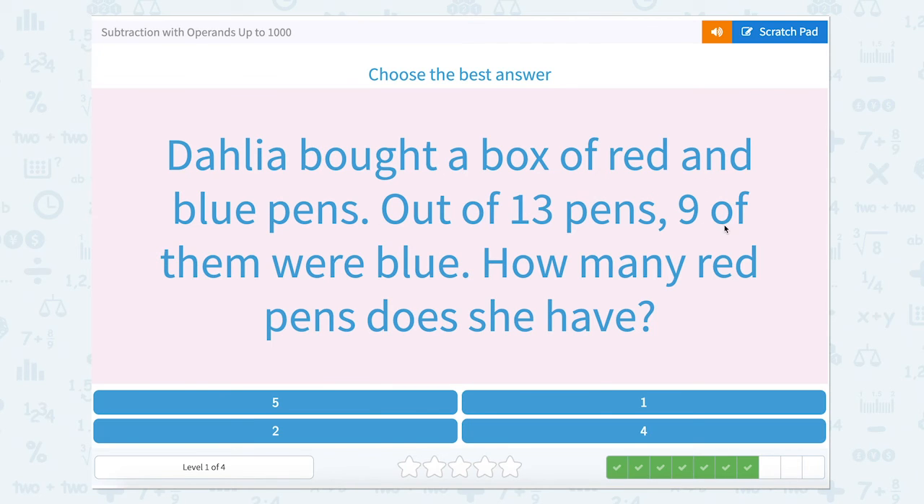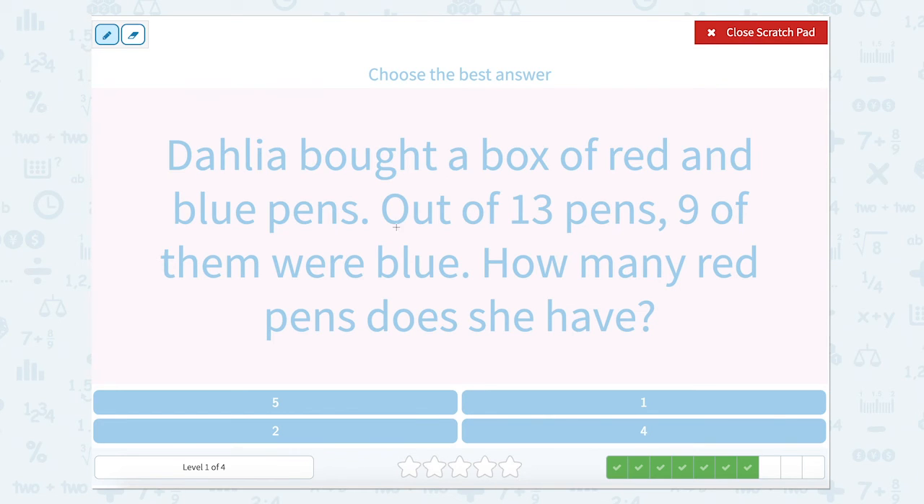Dahlia bought a box of red and blue pens. Out of 13 pens, 9 of them were blue. How many red pens does she have? So we're going to use that scratch pad again. We know that Dahlia has 13 pens, so that's her total. 13 pens. And in that box, 9 of them were blue. So let's take away those 9 blue pens to find out how many red were left. 13 minus 9 gives us the answer of 4.